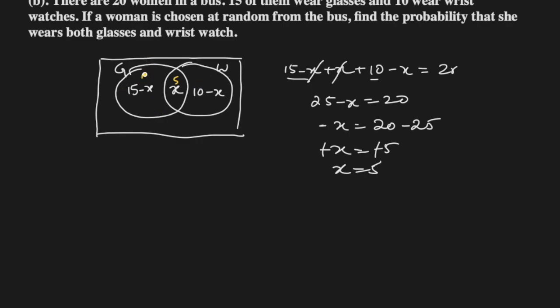So that means there are 10 who wear only glasses and there are 5 who wear only watch. Okay, so the question is find the probability that she wears both. Only one woman is chosen, right? A woman is chosen. So she wears both. So 5 women wear both out of total 20. So probability of both glasses and watch is 5 out of 20, which is 1 over 4.